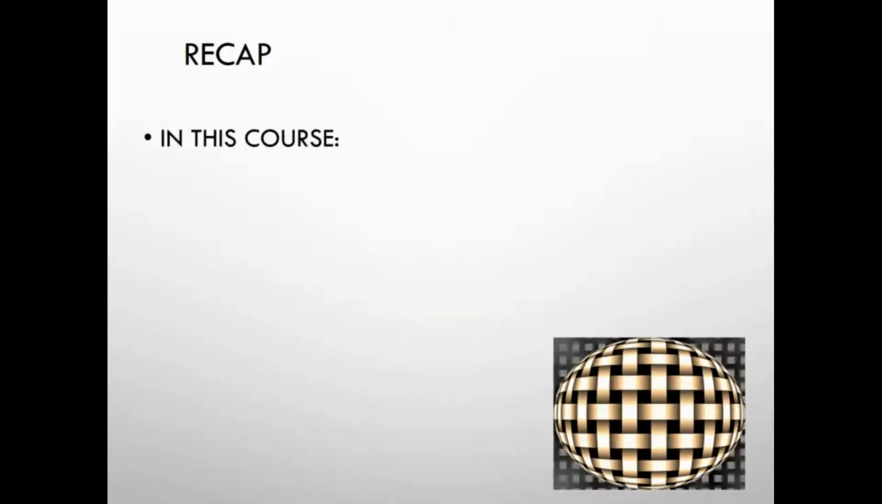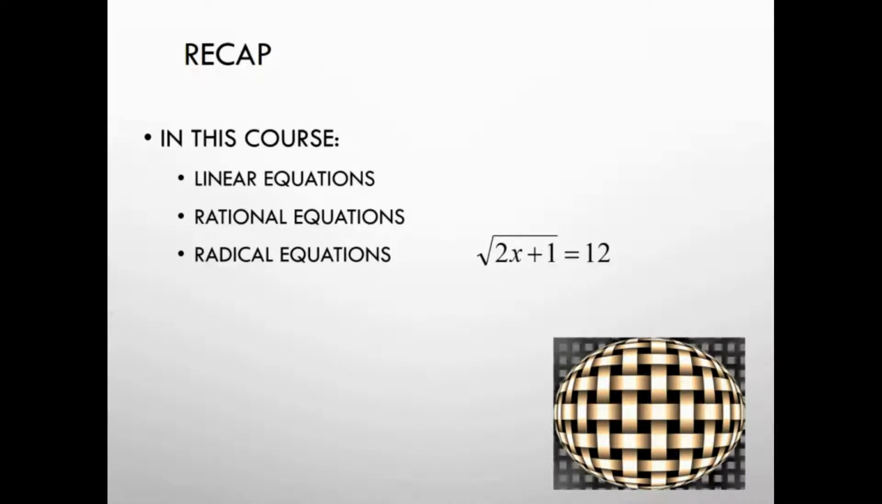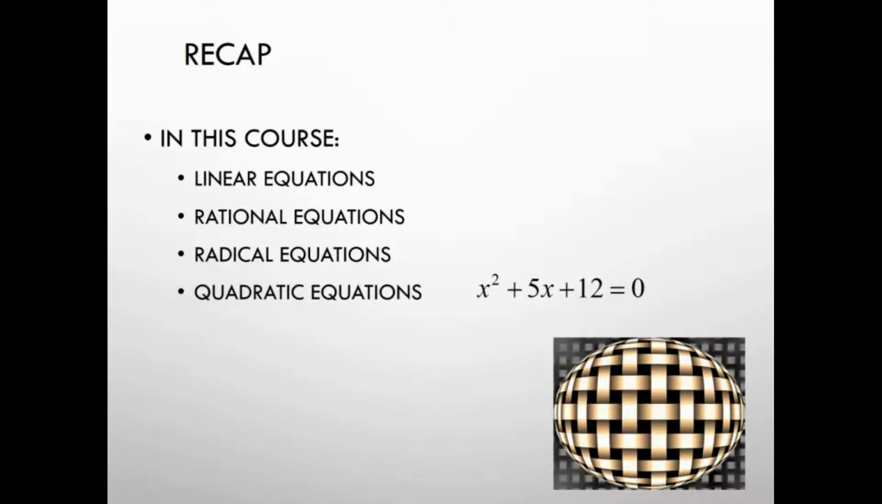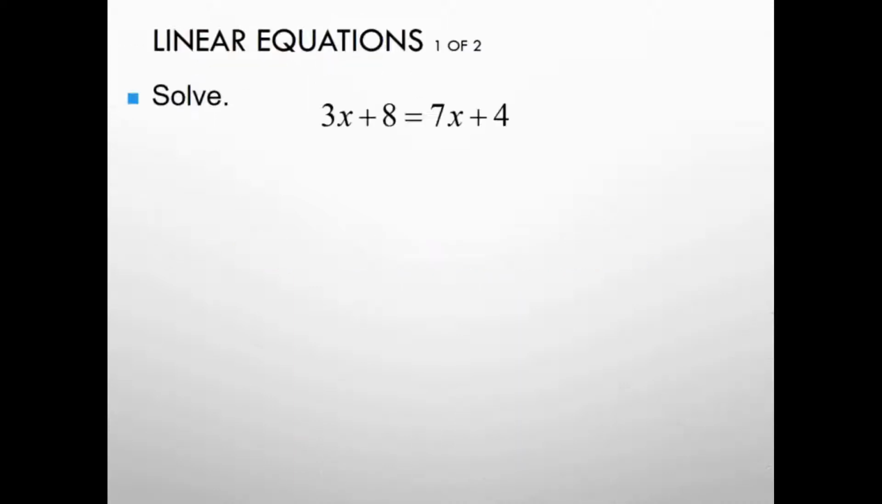So in this elementary algebra course, we solve different types of equations. Linear equations, with the example shown here, rational equations, which essentially is code word for fractional equations or equations with fractions, radical equations, an equation that contains a radical, and the last is quadratic equations, equations that have a degree of 2. Let's take a look at some examples of solving different types of equations.